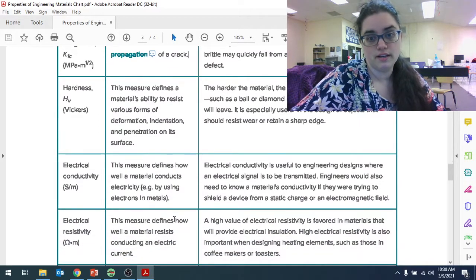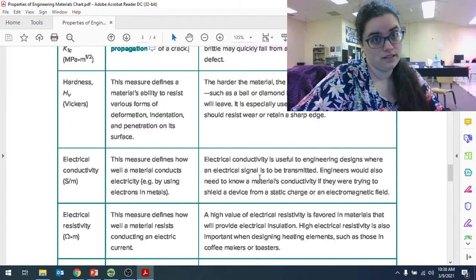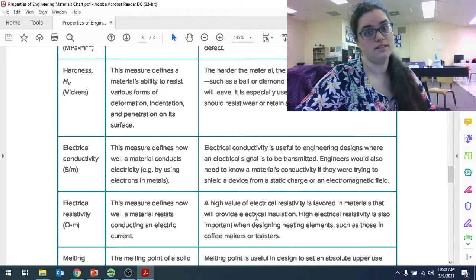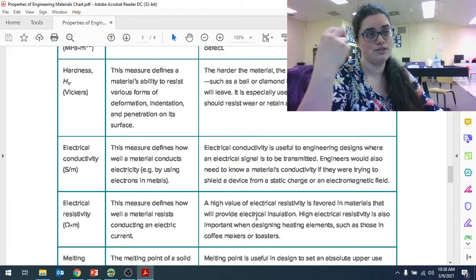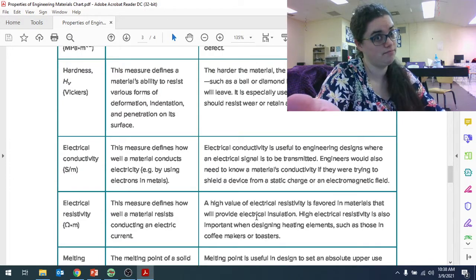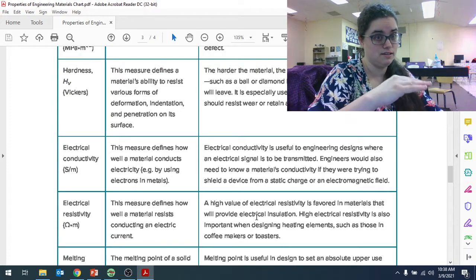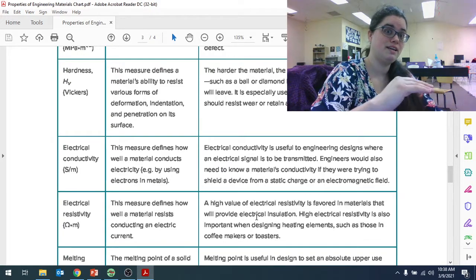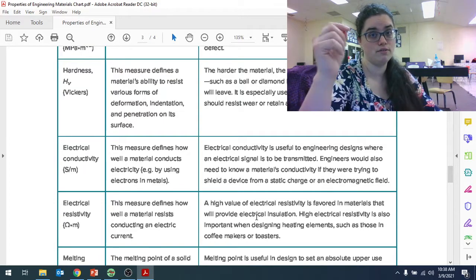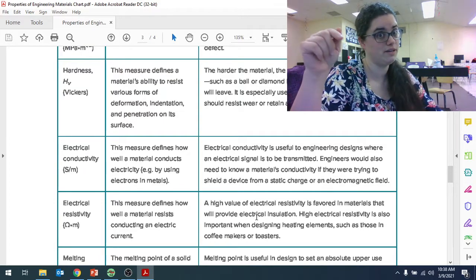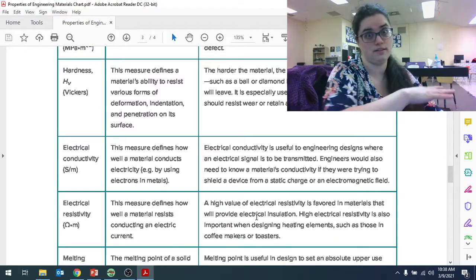Electrical conductivity. So conductivity and resistance are very important because electricity, it's a fickle thing. If I have too much electricity running through something that's not meant to have that much electricity go through it, it can cause serious problems. If I overload, like if I plug the wrong voltage into my computer, it could fry all the circuits.